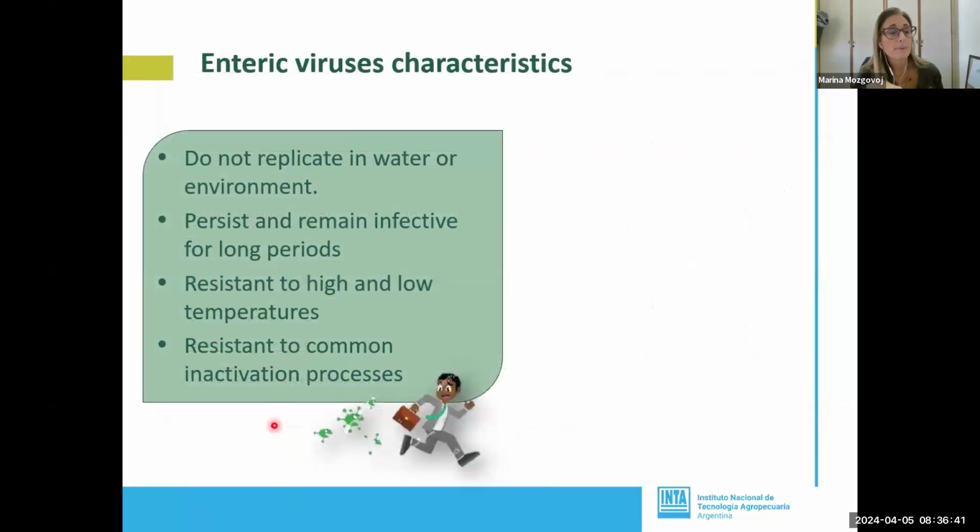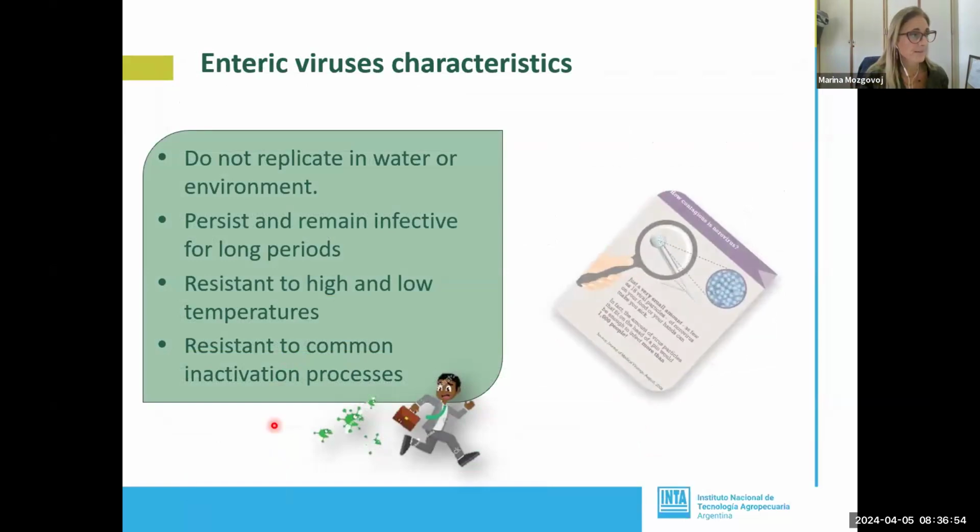Viruses do not replicate in water or in the environment. They persist and remain infectious for long periods, and they are also resistant to high and low temperatures and to common inactivation processes like chlorination.